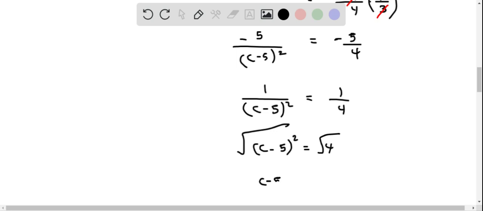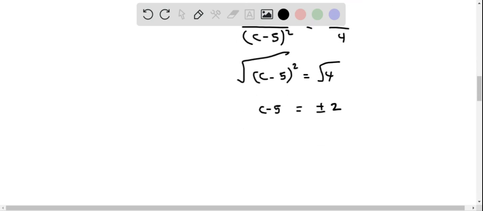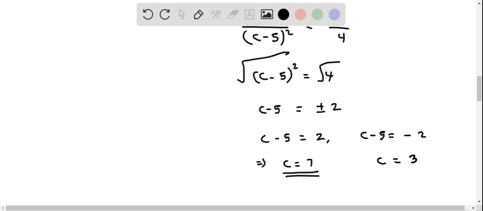So here we get c minus 5 equals square root of 4, which is plus minus 2. We solve for c from this equation, that is c minus 5 equals 2, or we have c minus 5 equals negative 2. And so from here we get c equals 5 plus 2, which is 7. And from here we get c equals 5 minus 2, which is 3.